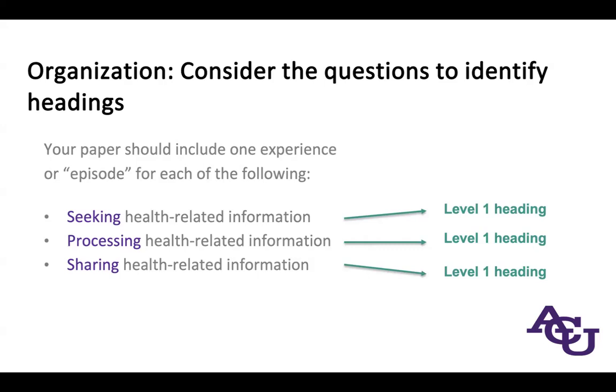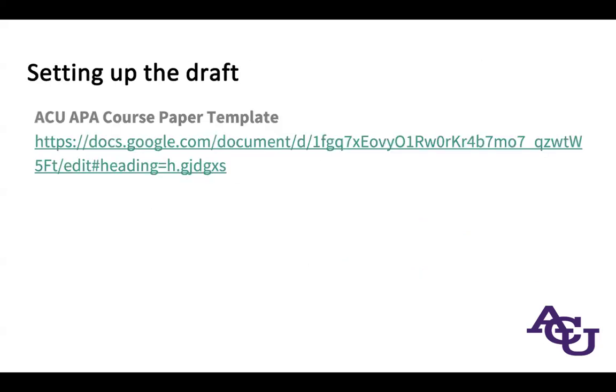You'll have one anecdote on seeking health-related information, another on processing it, and a third on sharing it. That means each of these phrases can become a level 1 heading in your draft. To help with APA formatting, I do encourage you to try out our ACU APA course paper template that Dr. Considine created because it has all the settings for font, margins, title page, heading, references. It's all built in.